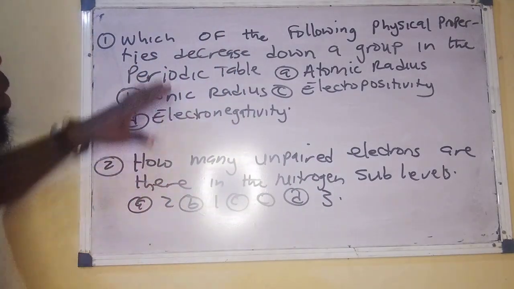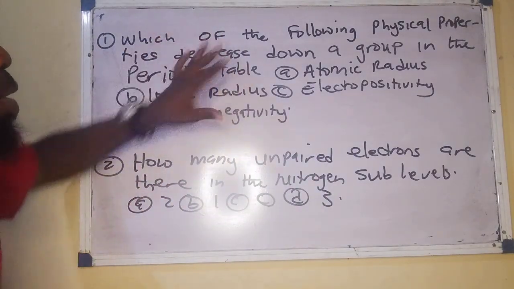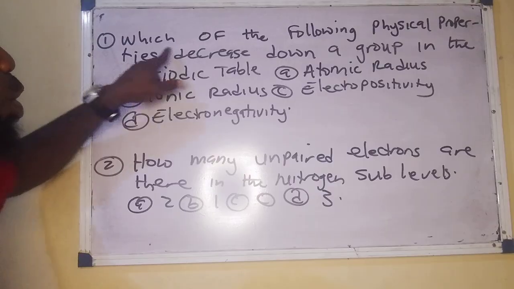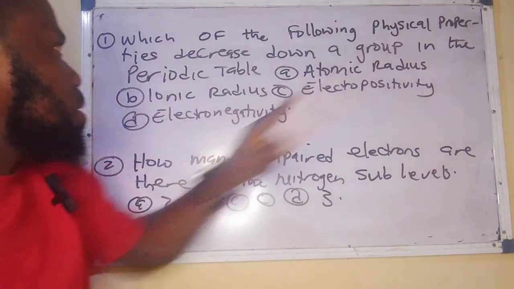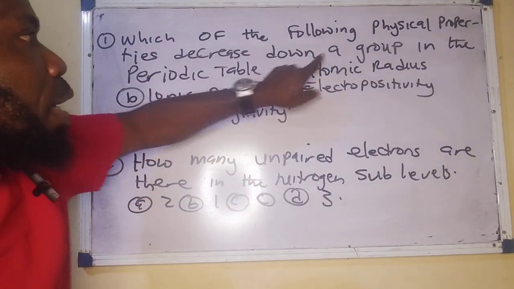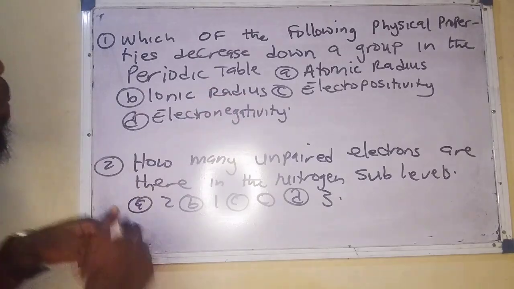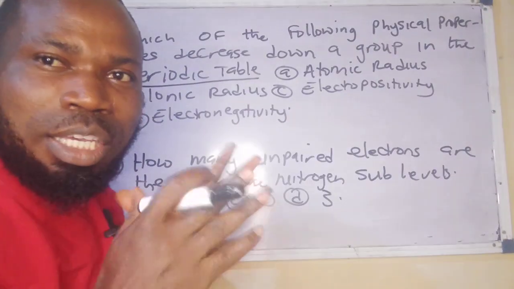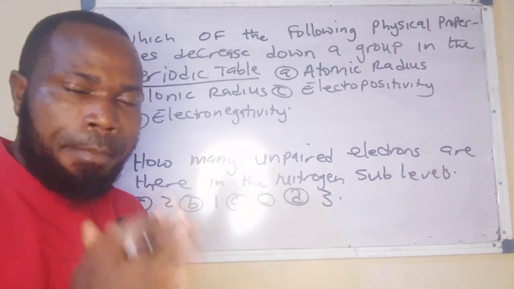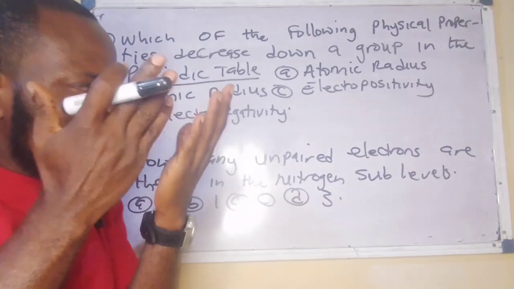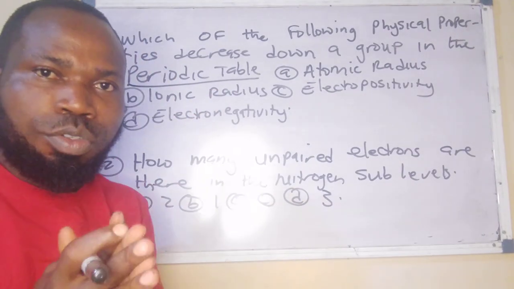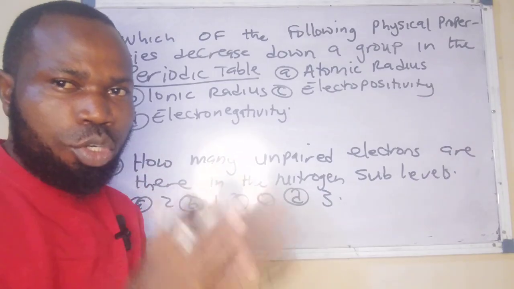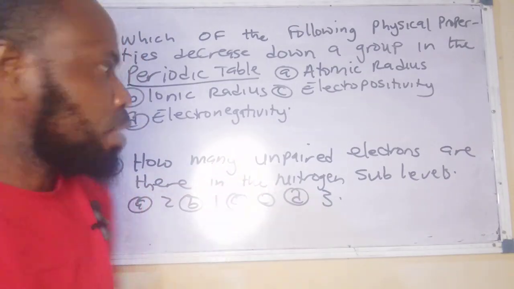Now, this question is actually looking at the periodic table. The question says, which of the following physical properties decreases down a group in the periodic table? Now remember, as we usually do, we try to analyze each terminology used in a particular question so they get to understand it properly, and of course make the video very short, straight to the point. That's how Mojaro does his things.